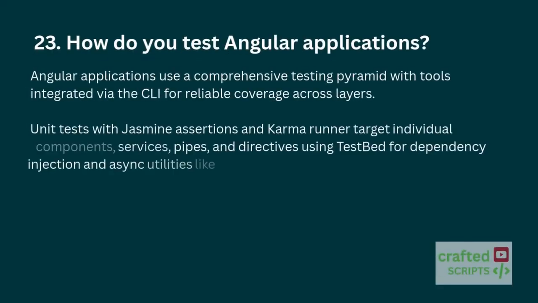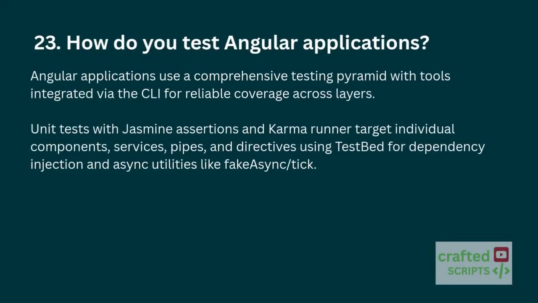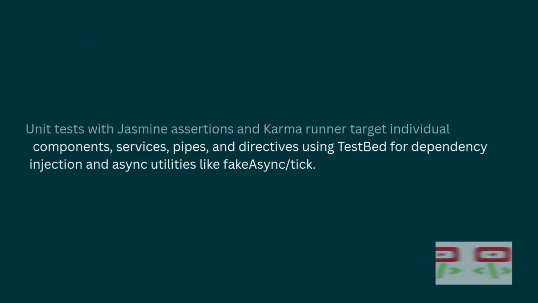Question number 23. How do you test Angular applications? Angular applications use a comprehensive testing pyramid with tools integrated via the CLI for reliable coverage across layers. Unit tests with Jasmine assertions and Karma runner target individual components, services, pipes, and directives using TestBed for dependency injection and async utilities like fakeAsync and tick.